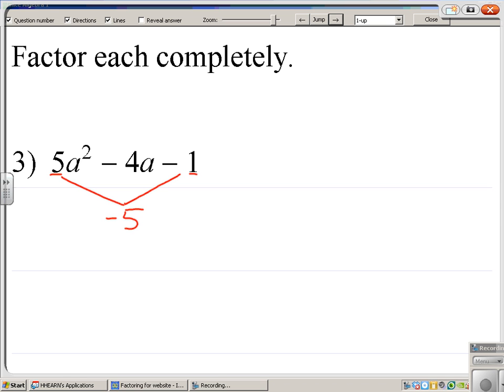I need magic numbers that multiply to be negative 5 and add up to be negative 4. Because they multiply to be a negative, I need a positive and I need a negative. In this case, I need the big one to be negative, and my only options are to have a negative 5 and a plus 1. And here is where you better be careful because it's really tempting. We've been trained on lead coefficients of 1. It's really tempting to do something like this.